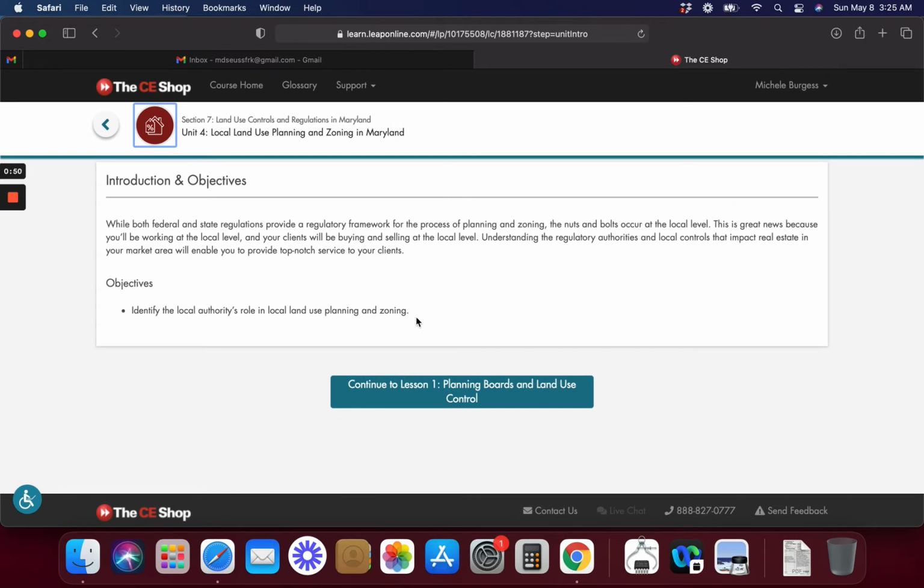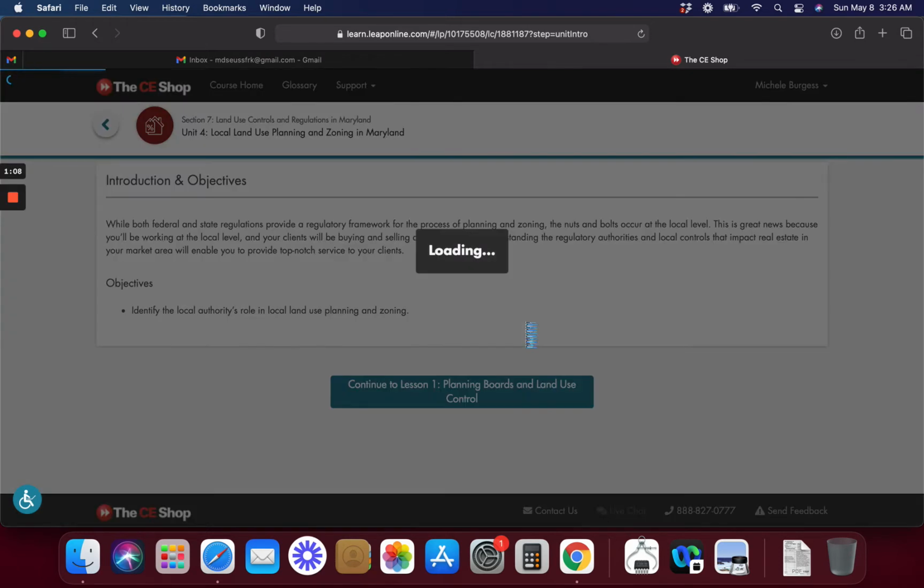While both the federal and state regulations provide a regulatory framework for the process of planning and zoning, the nuts and bolts occur at the local level. This is great news because you'll be working at the local level. Identify the local authority role in planning and zoning.